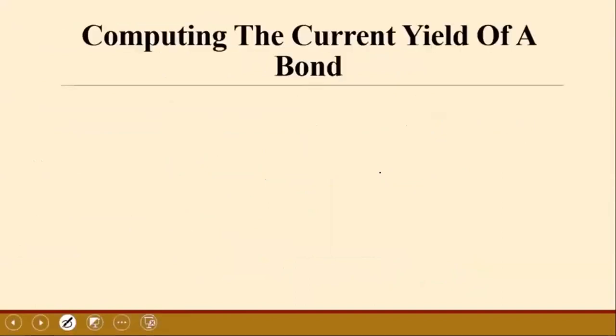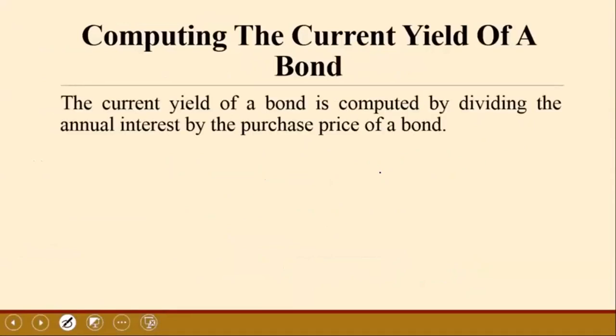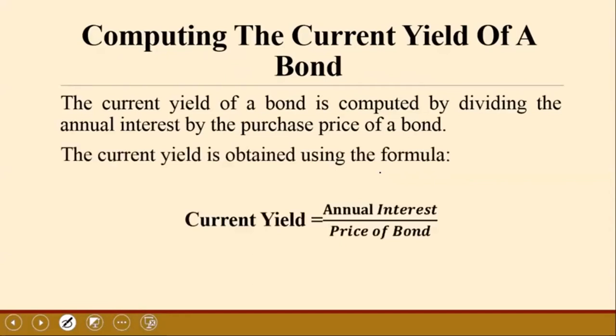Next is the current yield of bond. Okay, so the current yield of bond is computed by dividing the annual interest by the purchase price of bond. So this is the formula that we're going to use. Okay? Current yield is equal to annual interest over price of bond.